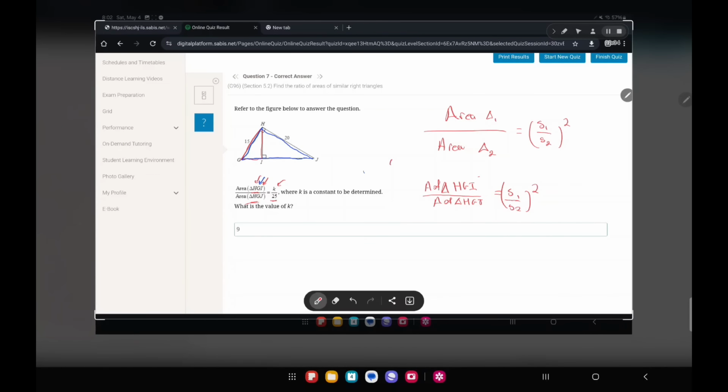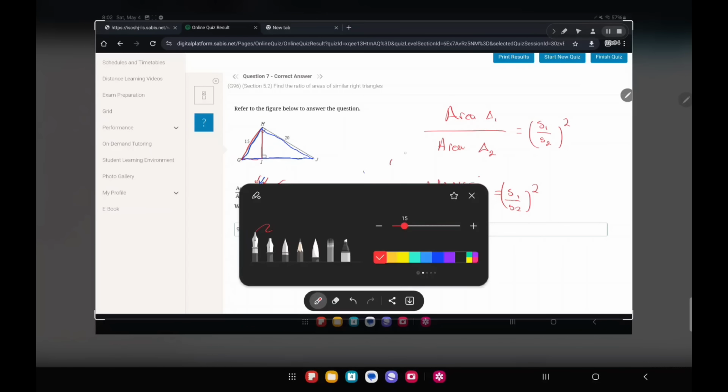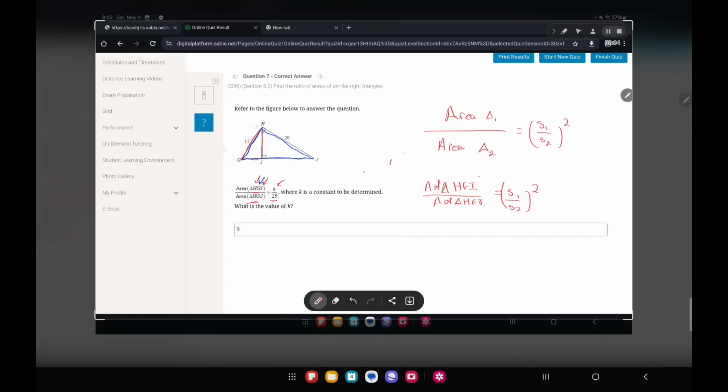Okay, let's take a look. HDI is the red triangle. I'm going to use red to draw. Let's see, we can use the hypotenuse. Obviously this angle here is right, so the hypotenuse here would be 15. The hypotenuse is always the easiest side to work with. So let's take 15 from HDI.